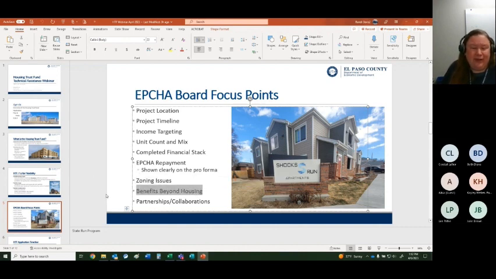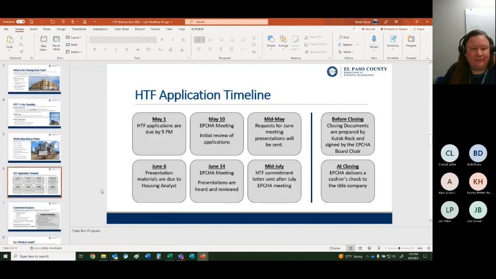We also want to know the benefits beyond housing. So, are there any wraparound services that you're looking at doing? Are there other things being provided at that space that would interest our housing authority? And then, of course, that goes along with any partnerships or collaborations. Are you working with any nonprofits? Have you talked to anybody about what you're doing so that they can join in? Do we know who's going to be a part of that project?